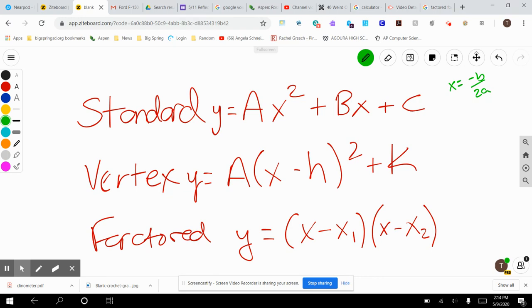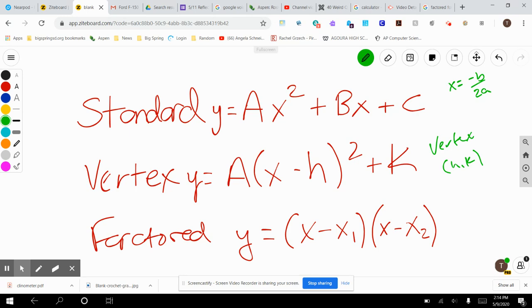The second form is called vertex form, and it's a times the quantity x minus h squared plus k. Now in this one, the vertex is h comma k. But we're going to talk about how to convert that to standard so we can be consistent again. And then factored form. Now often we will use factored form to find our intercepts.